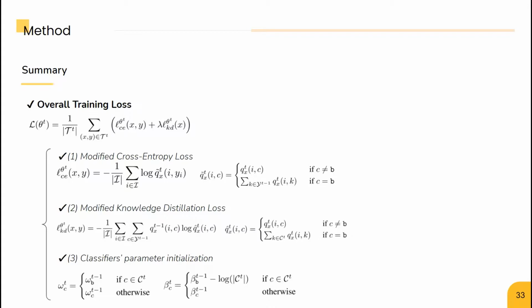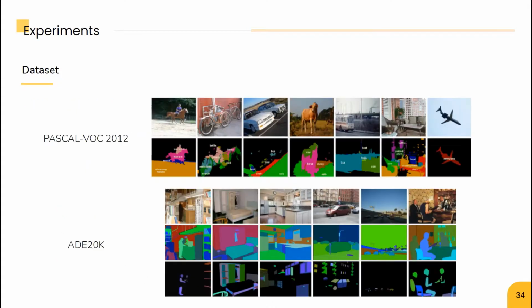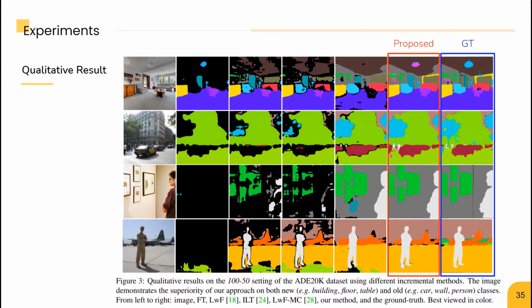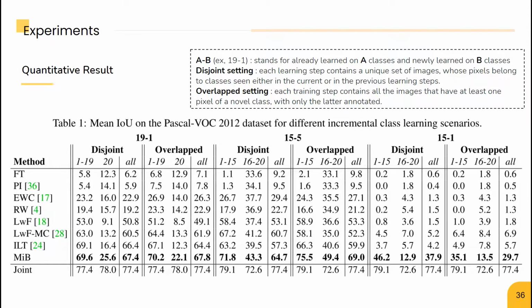And let's see the experimental results. For the dataset, these two datasets were used. And for the qualitative result, you can see that the previous approaches tend to predict many classes to be background, whereas the proposed method accurately predicts the labels. And for the quantitative result, they measured mean IOU, which is the standard evaluation metric for semantic segmentation. And you can see the proposed method outperforms other baselines by large margins.